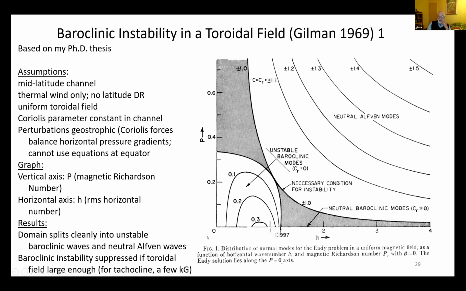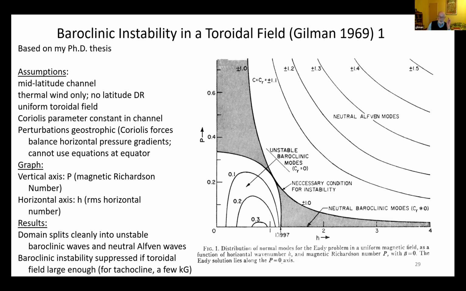And the hydrodynamic problem, which is a classic problem in instability theory, is right on the horizontal axis there. And what you can see is this regime diagram, as a function of the horizontal wave number, H. You can see it breaks up into different domains. The unstable baroclinic modes are confined to the lower left. And if you get above a P of about 0.33, it's not unstable at all. It completely suppresses the baroclinic instability.